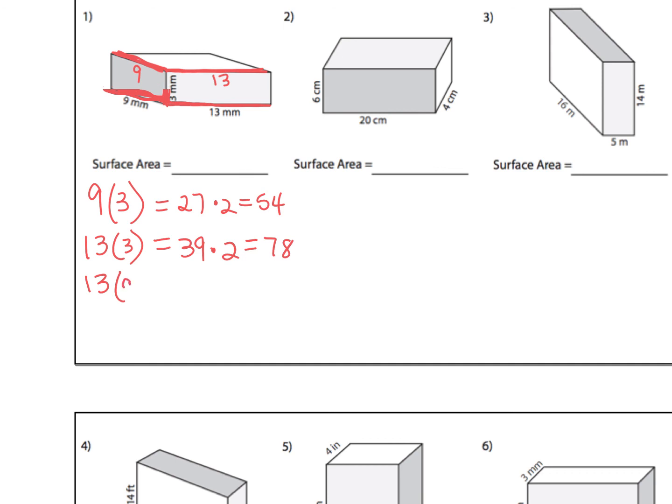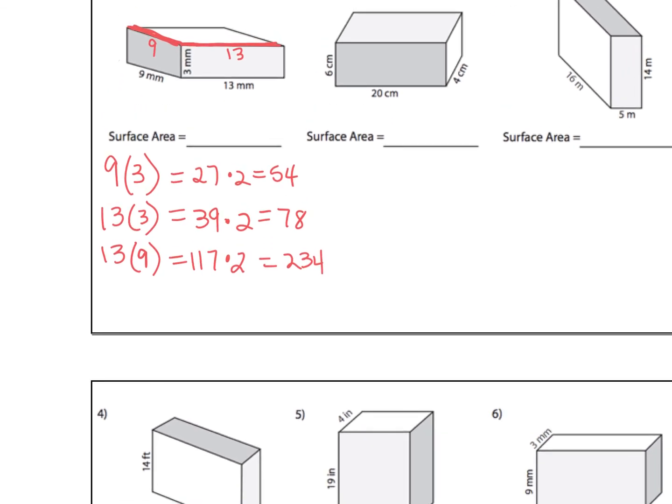All right, so it's 13 times 9 for that top rectangle. All right, so 13 times 9 is 117. So that's a lot bigger than the others, but that makes sense. It's a lot larger of a rectangle than those others. And there are 2 of those, so I'm going to multiply it by 2 because there's one on the top and one on the bottom. And 117 times 2 will give me 234.